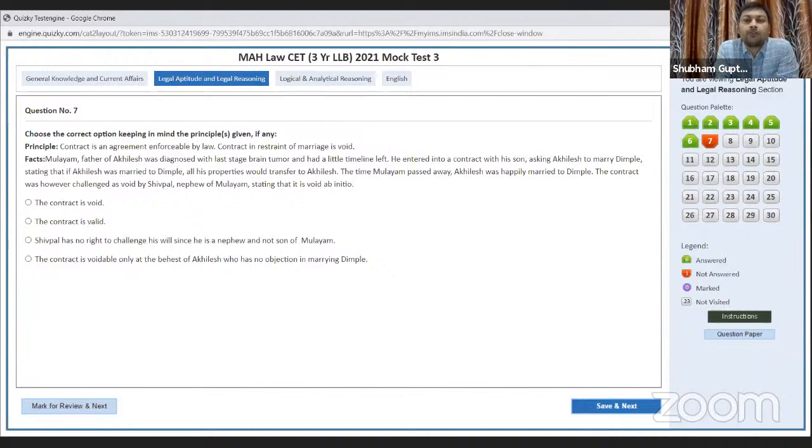So it is said, if you marry, you will get. So it is not saying you have to marry or you have not to marry. At the time Mulayam Singh passed away, Akhilesh was happily married to Dimple. So this statement does not make any understanding.